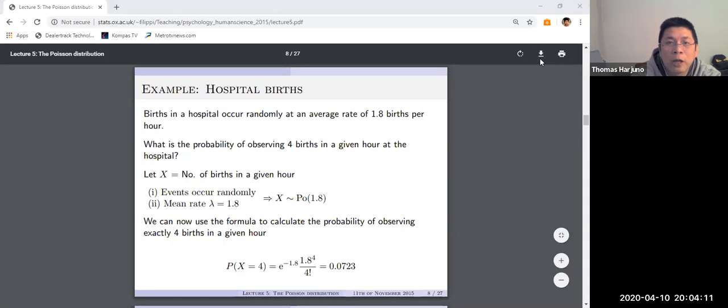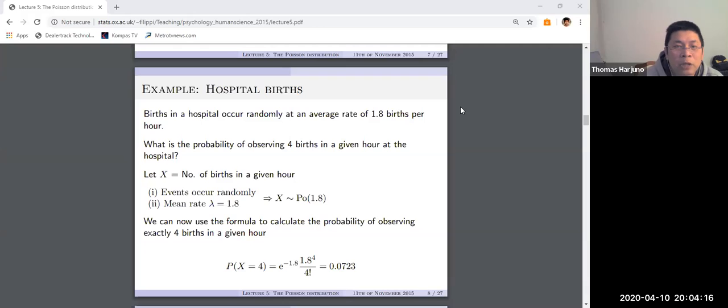Okay, good. Now then, we see births in a hospital occur randomly at the rate of 1.8 births per hour. What is the probability of observing 4 births in a given hour at a hospital? The first thing they do is define the random variable X. Let X be the number of births in a given hour. Then you see this notation here: X ~ Poisson(1.8). This is the old notation. Instead of PO, we tend to write Poisson right now, but don't worry too much about that.